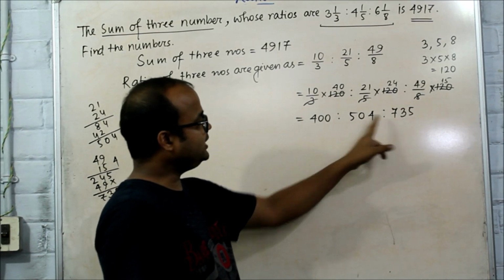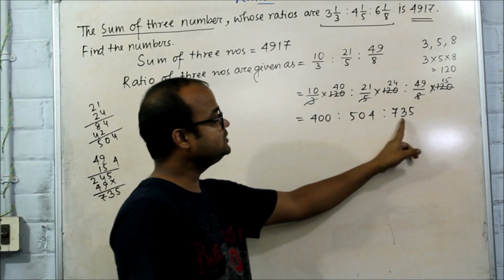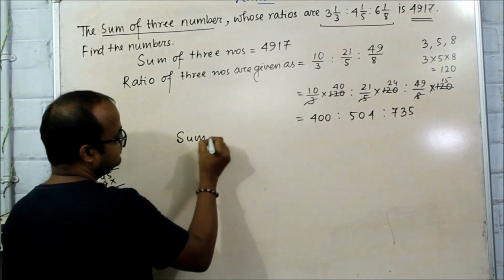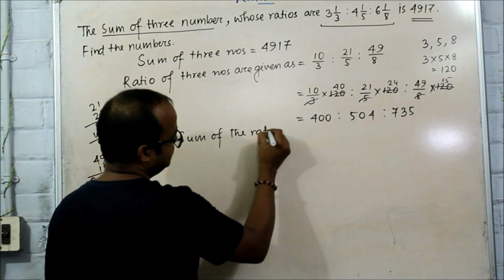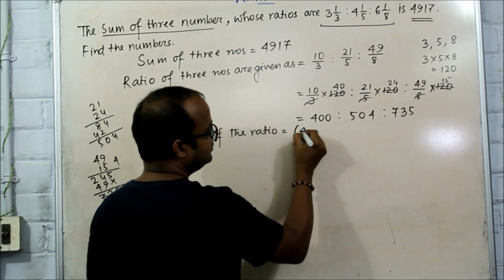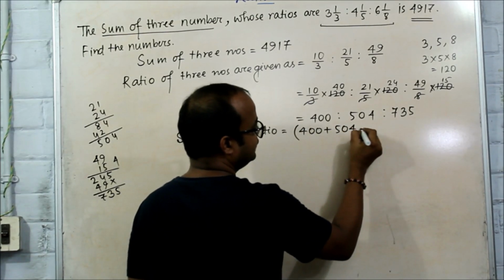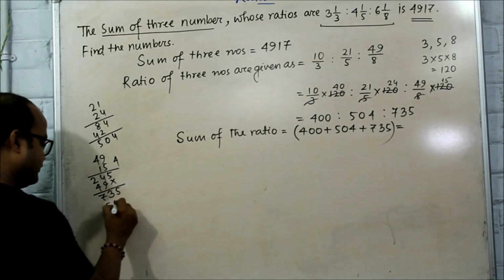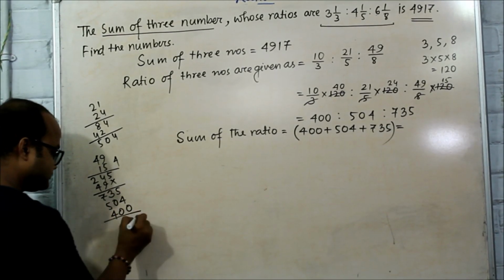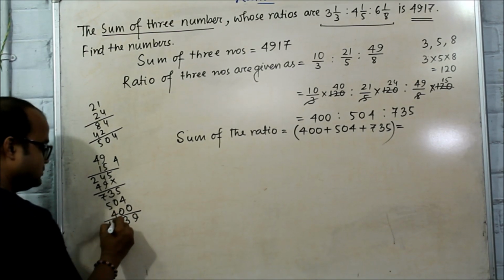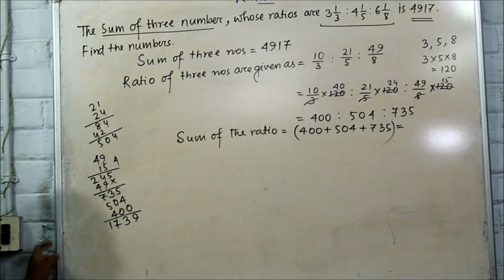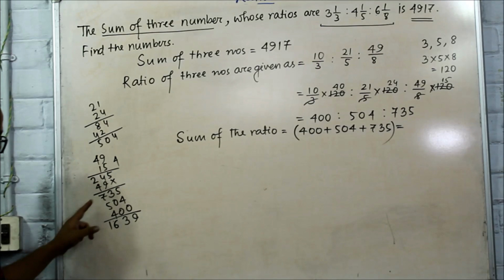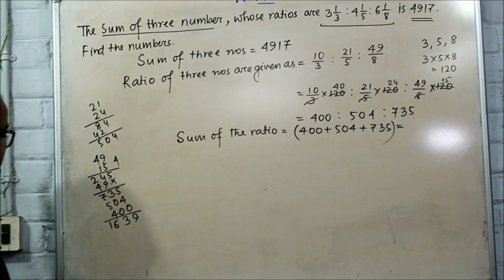Now see, again you will not find any number which divides all three. So we leave it here. Then once you find the ratio, you need to find the sum of the ratio. I am showing you all the calculation, so it will be clear to you. 400 plus 504 plus 735. Now add 735 and 504. Clear? So it is coming as 1639.